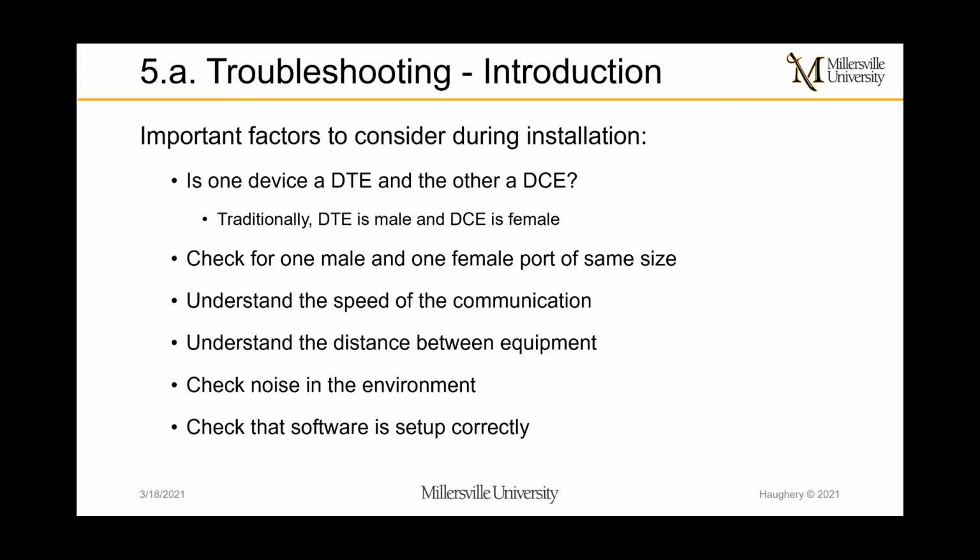So, the troubleshooting introduction. Important factors to consider during installation: is one device a DTE or is it a DCE? Traditionally, a DTE is male and a DCE is female. You also check for one male and one female port of the same size. Understand the speed of the communication. Understand the distance between equipment. Check the noise in the environment and check that the software is set up correctly.